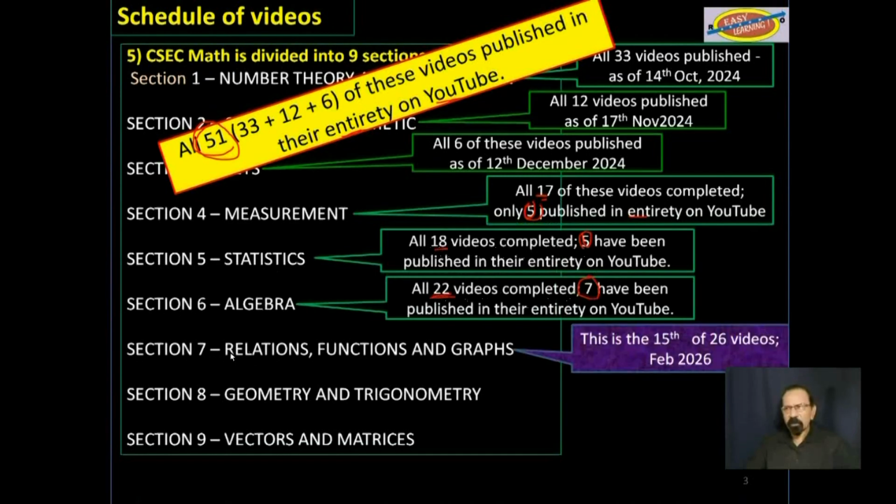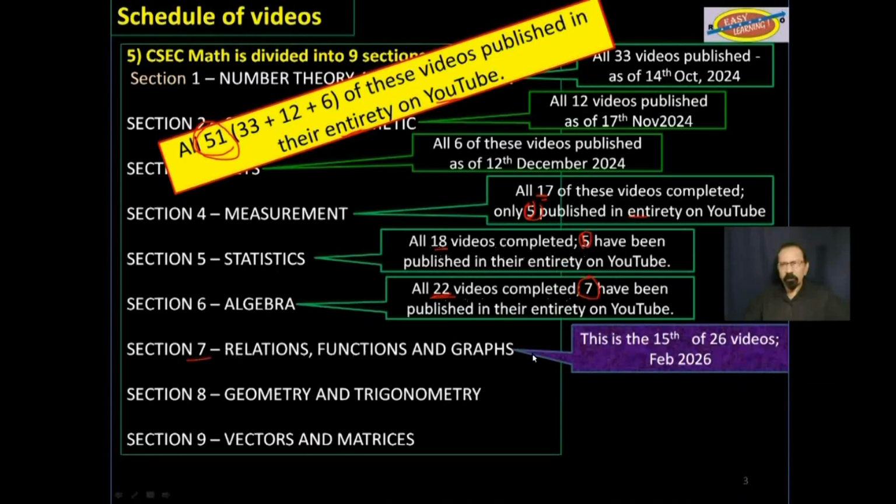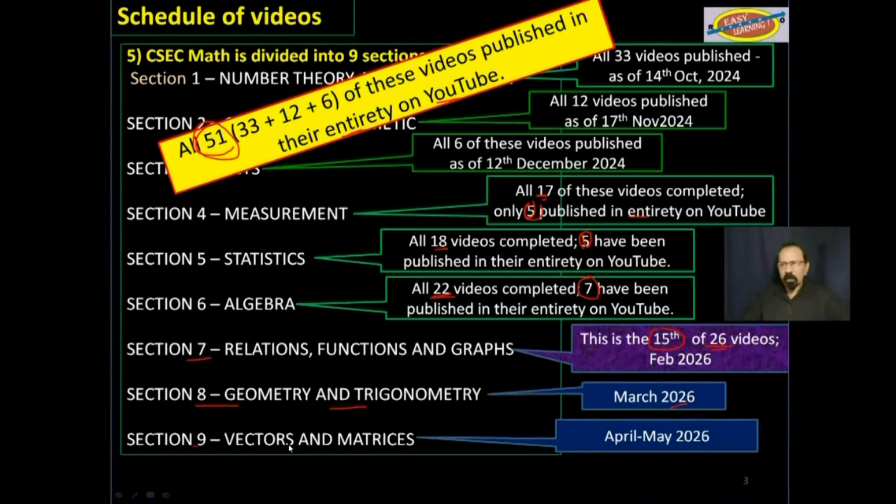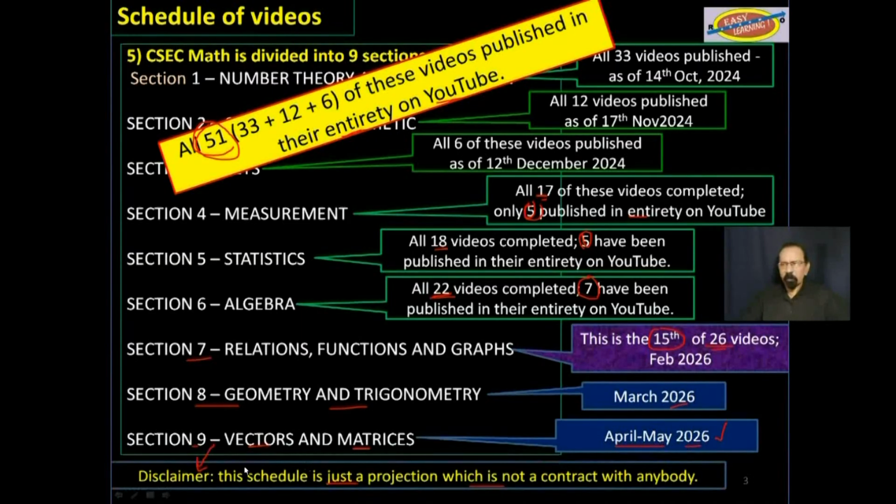We are now at section 7. This is the 15th of 26 videos. And of course, after that, we will have to do geometry and trigonometry. And finally, section 9, vectors and matrices. And hopefully by April, May of this year, 2026, I should have that completed. Please note this disclaimer down here. This schedule is just a projection and it is not to be interpreted as a contract with anybody.